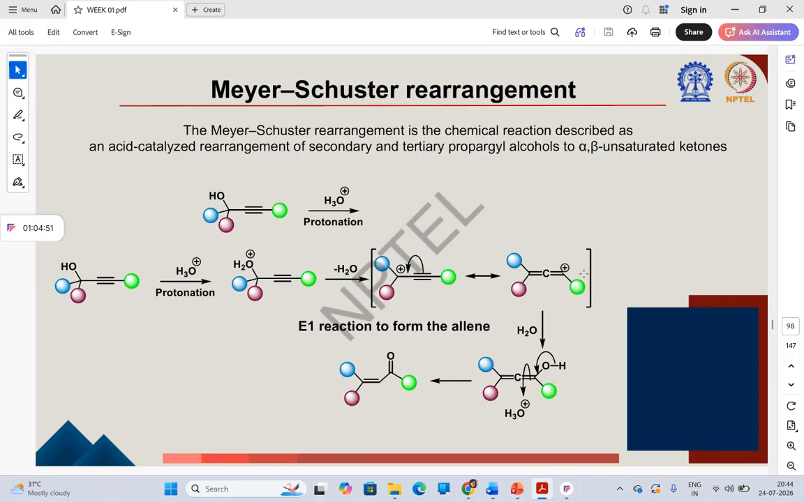Now let's talk about the Meyer-Schuster rearrangement. What happens in this case?